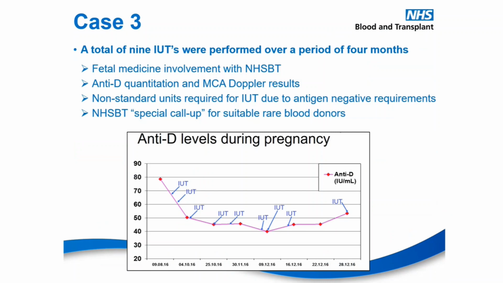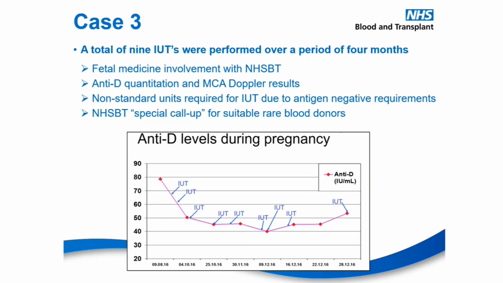So a total of 9 IUTs were performed over a period of 4 months. So this is extensive. This obviously was a high risk case. We've got FMU involvement with NHSBT all the way throughout. So that communication between both the labs, the hospital transfusion lab and RCI is important, and also that consultant to consultant communication is important. We've got anti-D quantification and the MCA Doppler results.